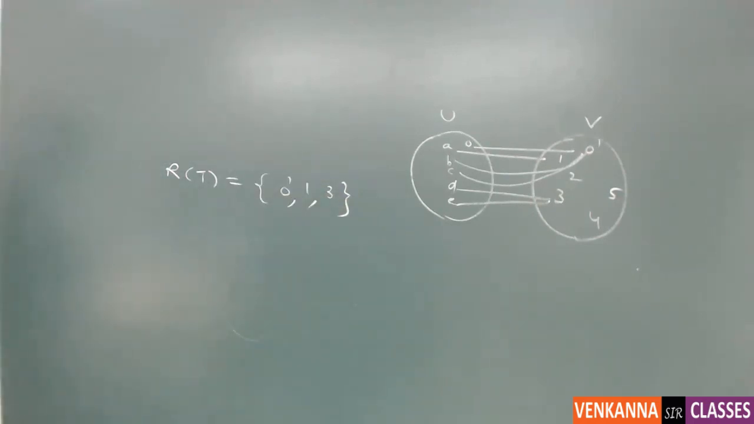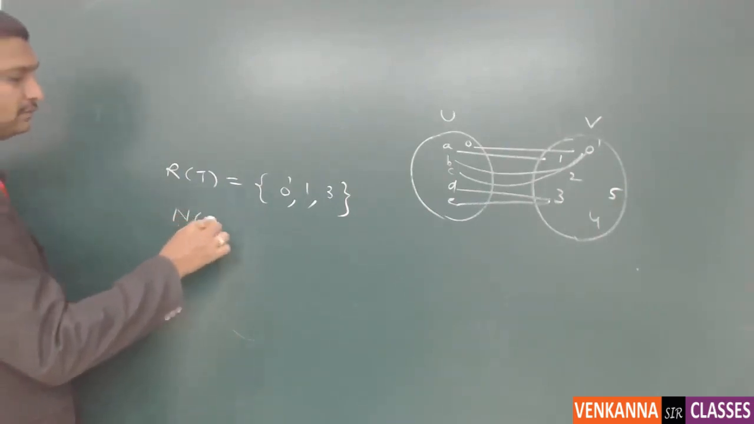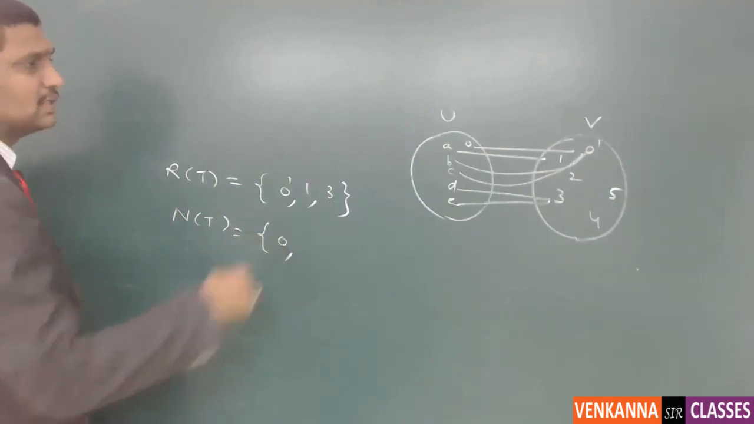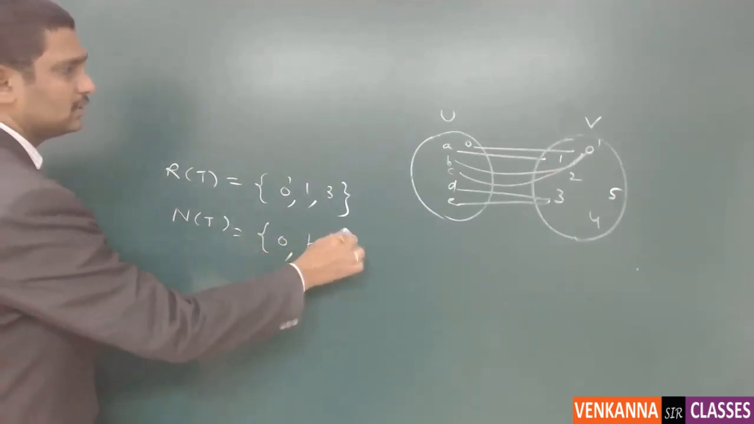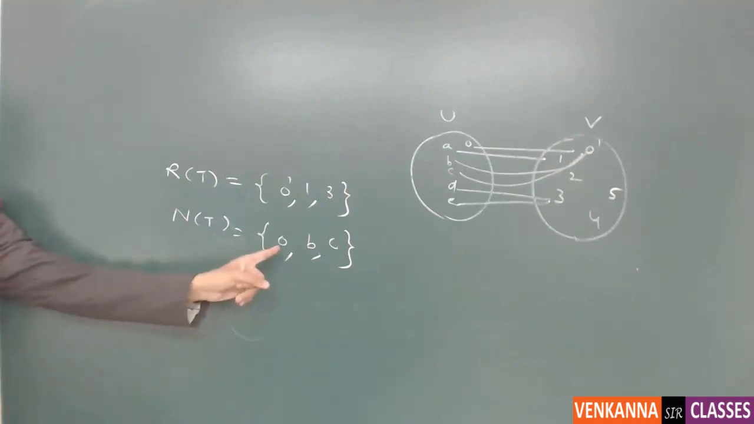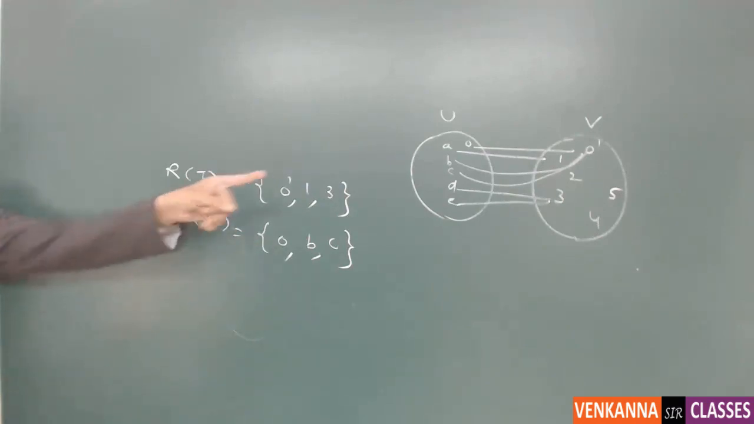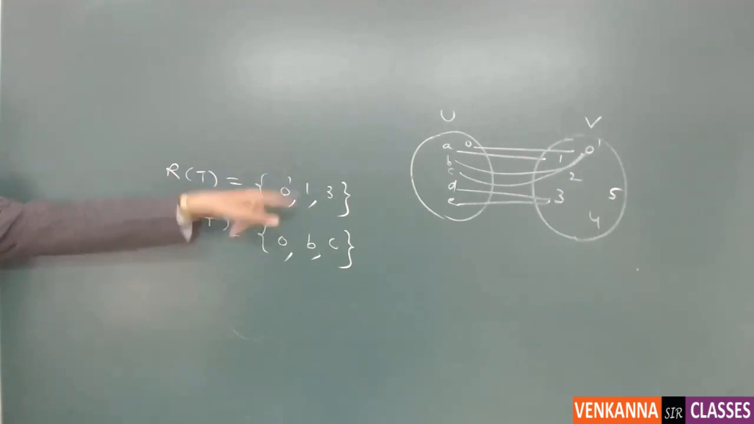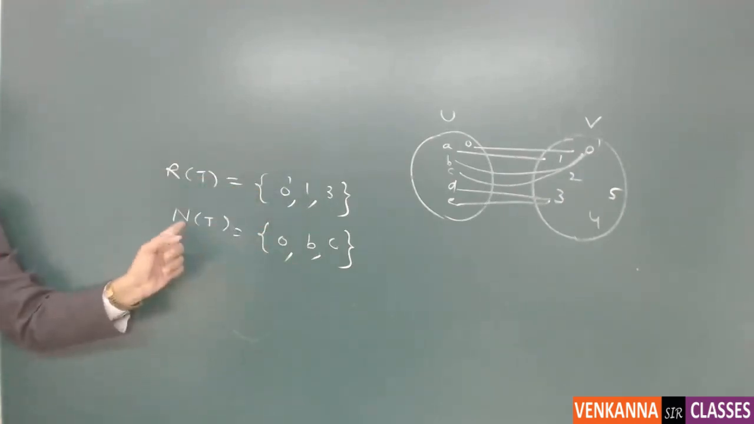Accepted? R of T is nothing but all the images. So if you want to write N of T, it is nothing but 0, b, c. Because in the domain U, you have the values a, b, c, d, e and 0. Always 0 is paired with 0, that is by default a part of N of T, and images of b and c are 0, hence b and c will come under N of T.